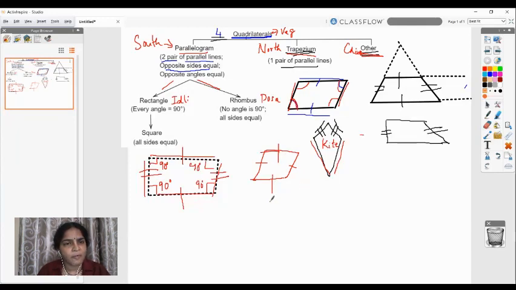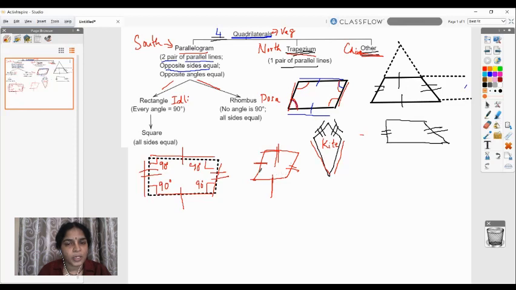Does that mean we don't have opposite sides equal? No, we have opposite sides equal. That means, is a rhombus a parallelogram? Yes. Why? Parallelogram means opposite sides should be equal. Yes, opposite sides are equal. This side is equal to this side. This side is equal to this side.